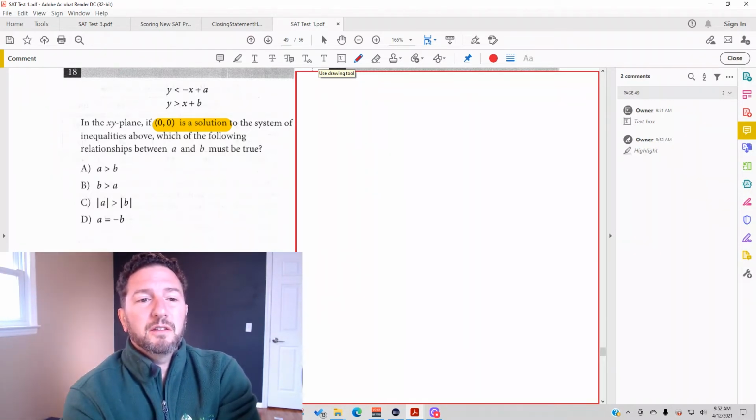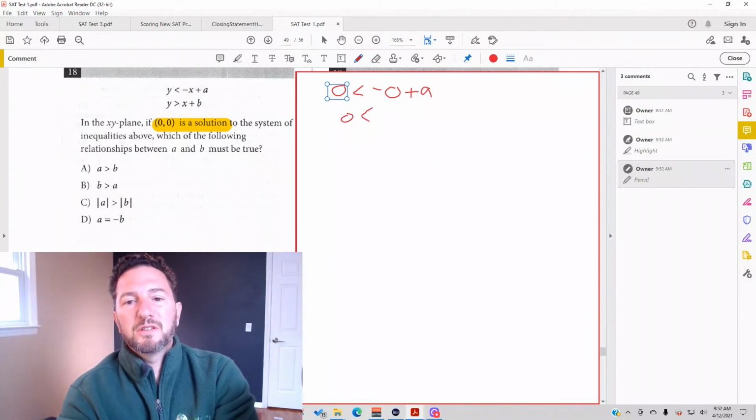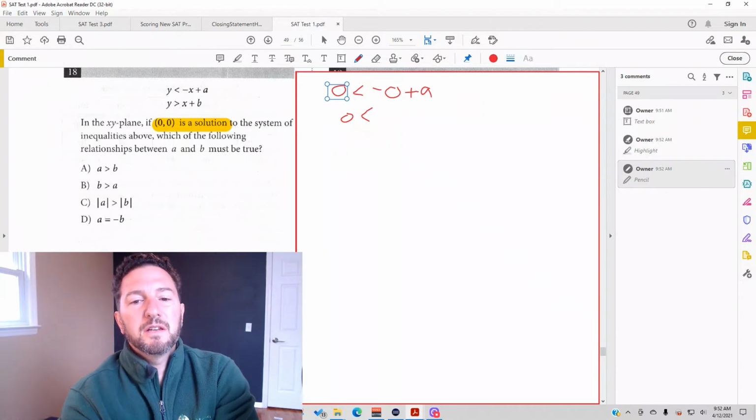So check out the top equation. If my coordinate is (0, 0), in place of the y, I'm going to put 0. And then I put my less than sign. And then in place of the x, I put 0 plus a. And 0 is less than negative 0, really no such thing. It's just 0. 0 plus a is going to be a.